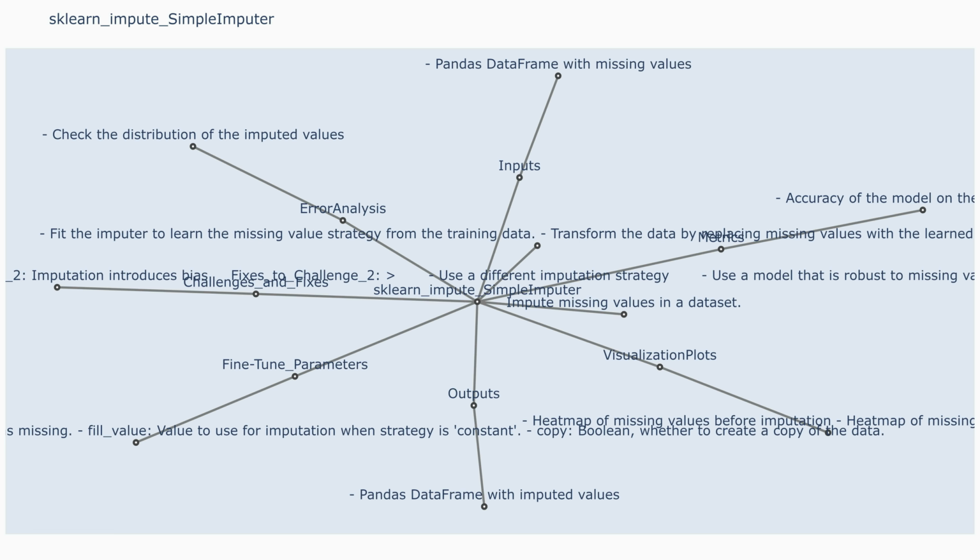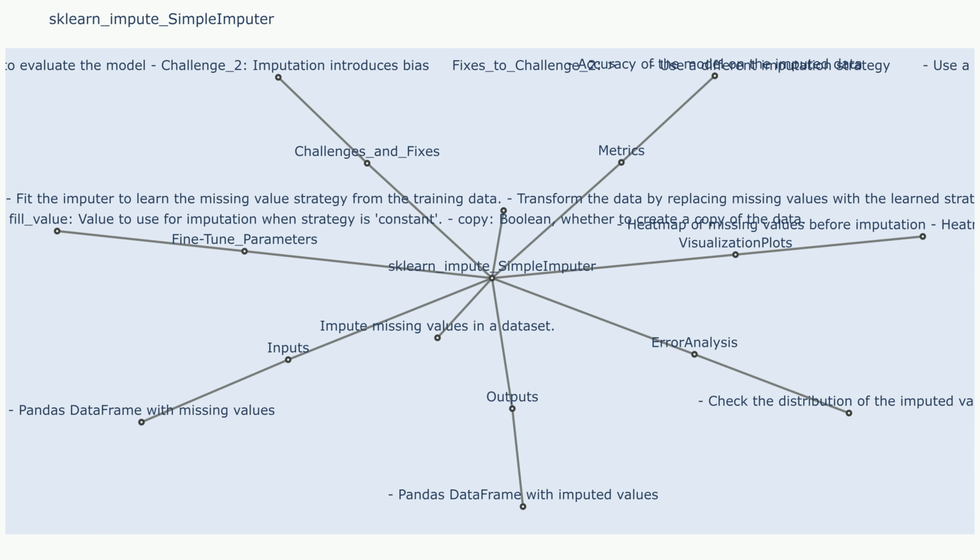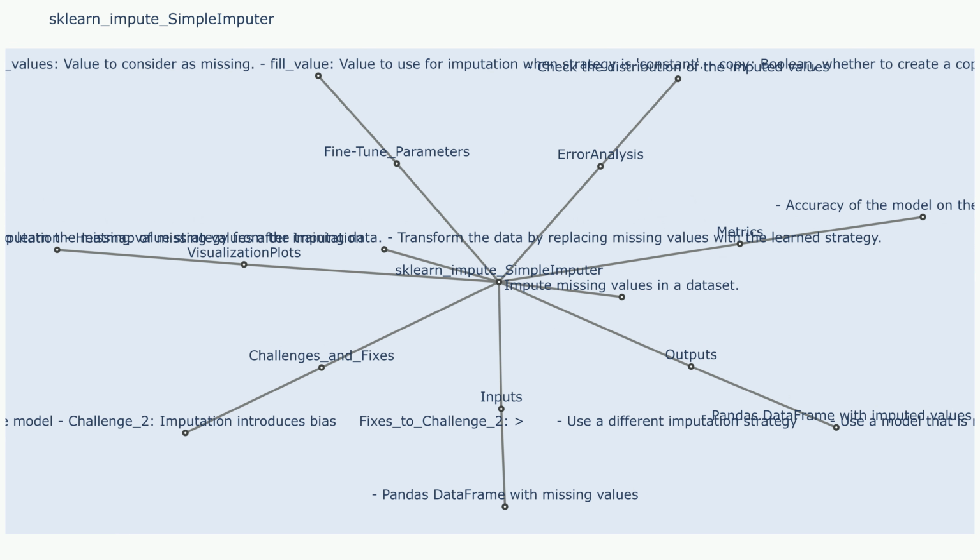Description: SimpleImputer is a class in scikit-learn that provides basic strategies for imputing missing values in a dataset. It replaces missing values with a designated strategy, allowing for further analysis and model training. Inputs: X, a NumPy array or pandas DataFrame containing the dataset with missing values. Each row represents an instance, and each column represents a feature.